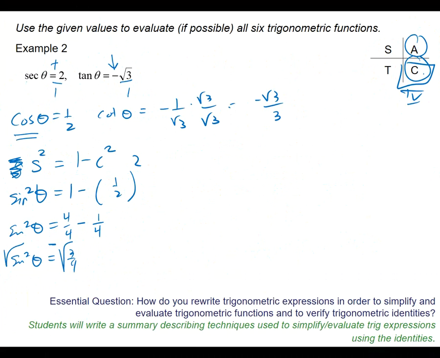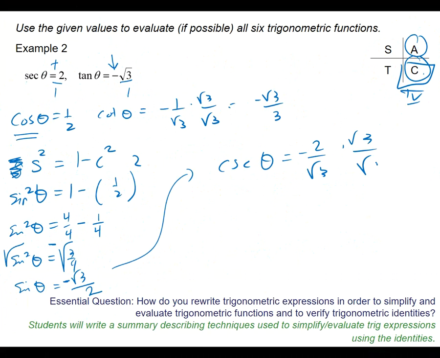Negative, isn't it? Alright, so we've got sine of theta equals negative square root of 3 over what? 2. Okay, the square root of 4 is 2. Alright, and for free we get what? Cosecant from that. So cosecant of theta, we're going to flip it, rationalize it, right?